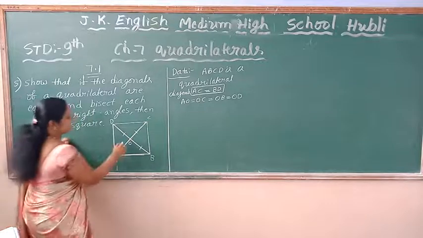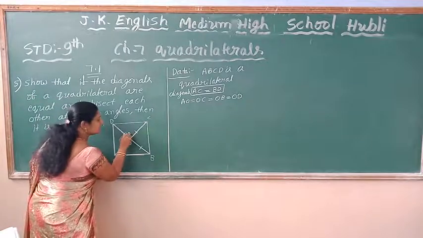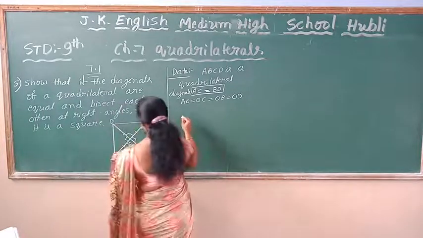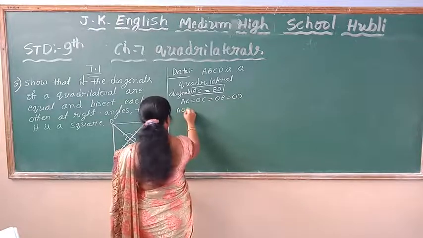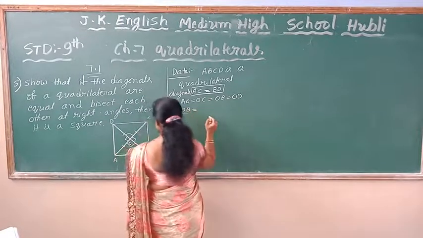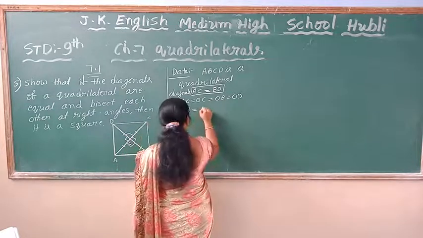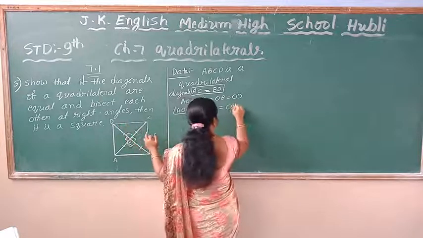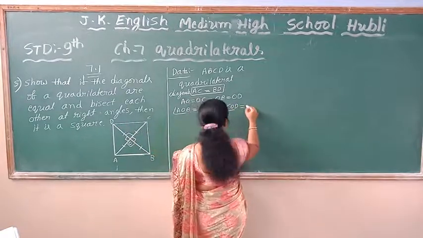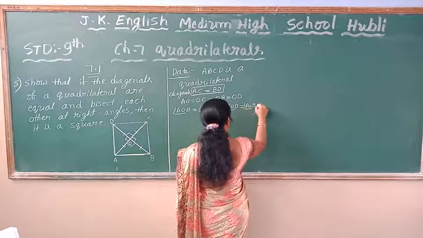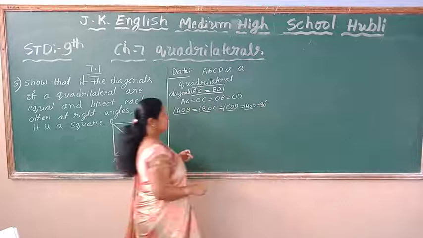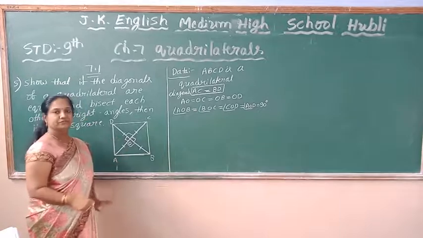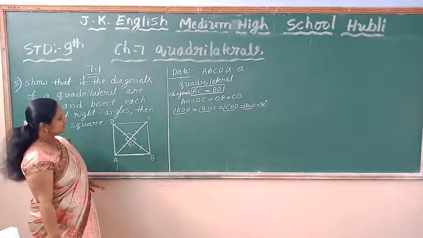Bisect each other at right angles. These diagonals are bisecting at 90 degrees. So that is what is given. Angle AOB is equal to BOC is equal to COD is equal to AOD. These four angles are 90 degrees, children, because the diagonals are bisecting each other at right angles. It is given. What I have marked already is given in the data.